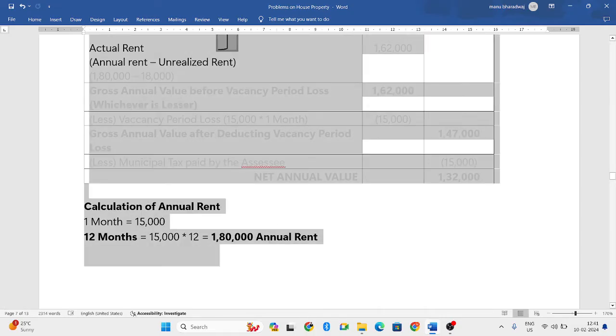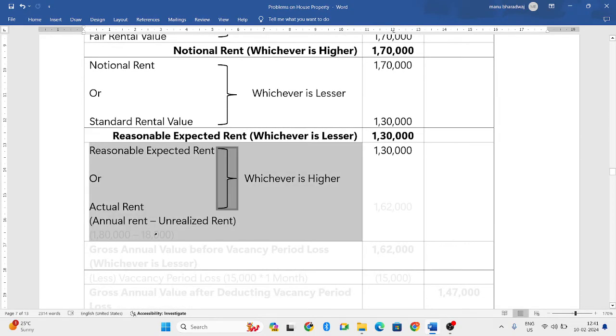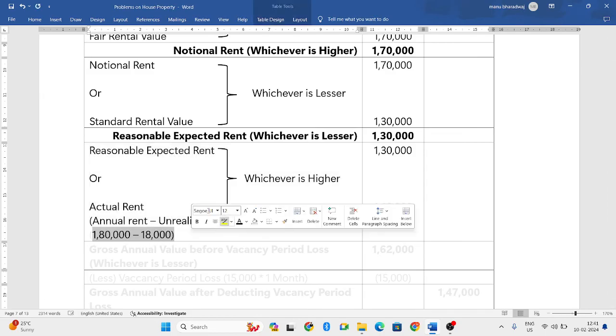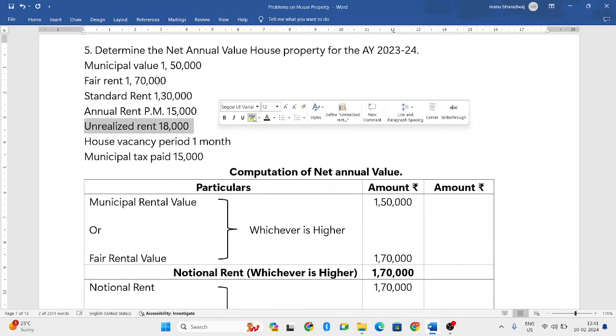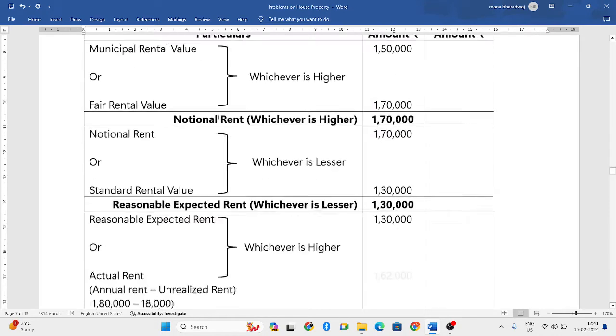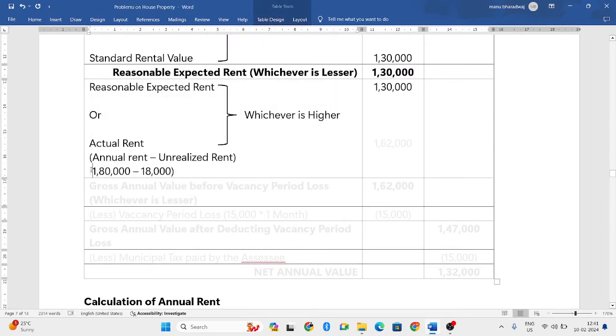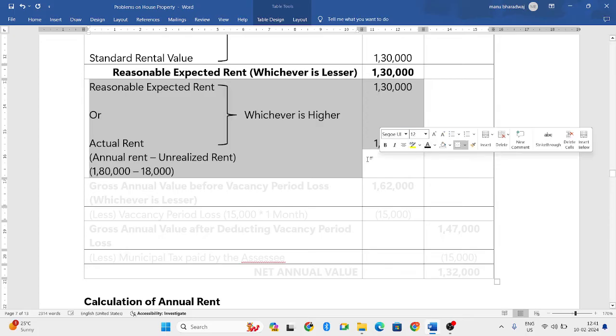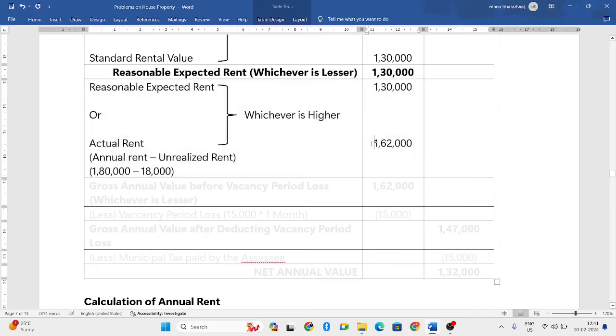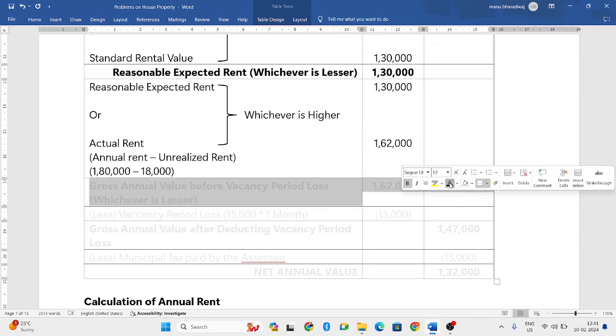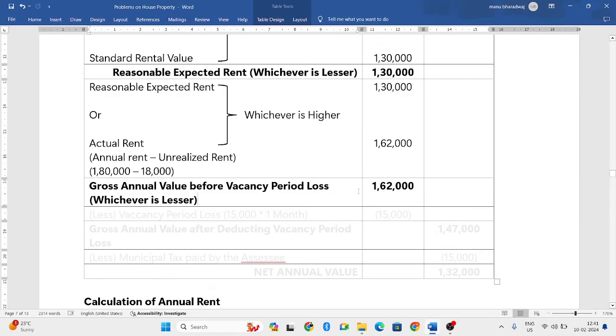So this 1,80,000 I will write it here. 1,80,000 minus unrealized rent. Unrealized rent they have given in the question it is 18,000. So I will minus 18,000 from 1,80,000. I will get 1,62,000. Out of these two, 1,30,000 and 1,62,000, whichever is higher. So which is higher? 1,62,000 is higher. That 1,62,000 will be considered as gross annual value before vacancy period loss.